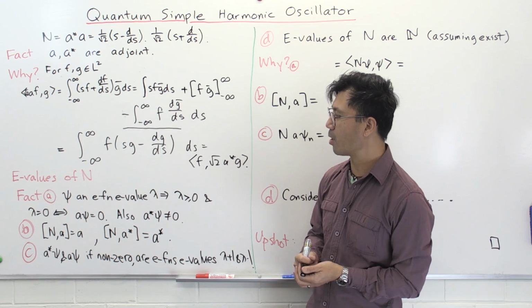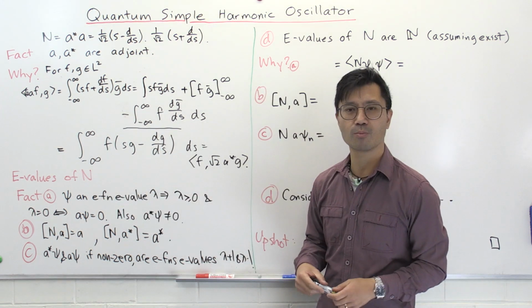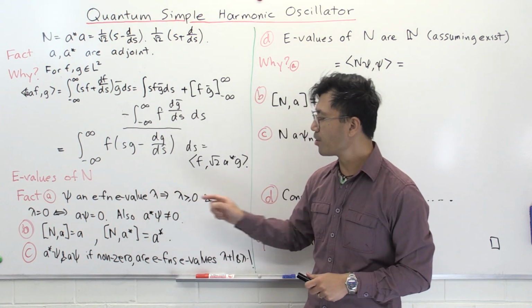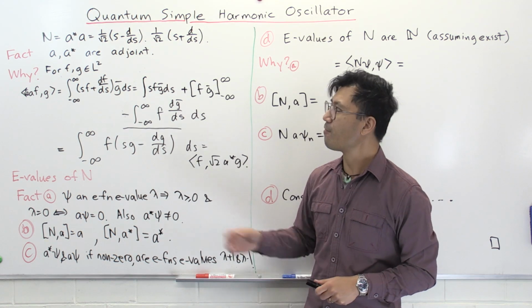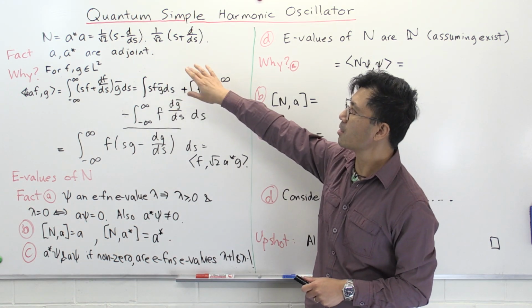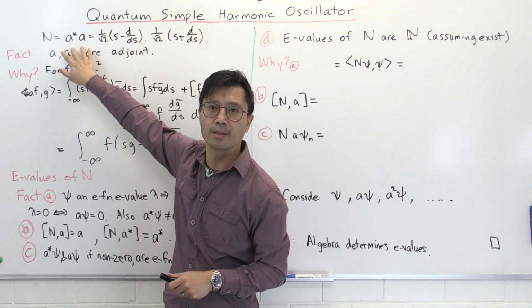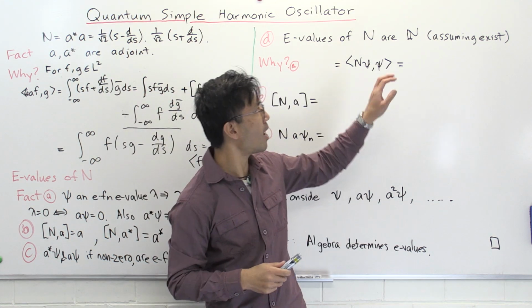Okay, so let's see how that works. The first part of this fact, to prove this, is that you have non-negative eigenvalues. And that follows from the fact that this is Hermitian. Okay, so let's just see what that means and how that works.